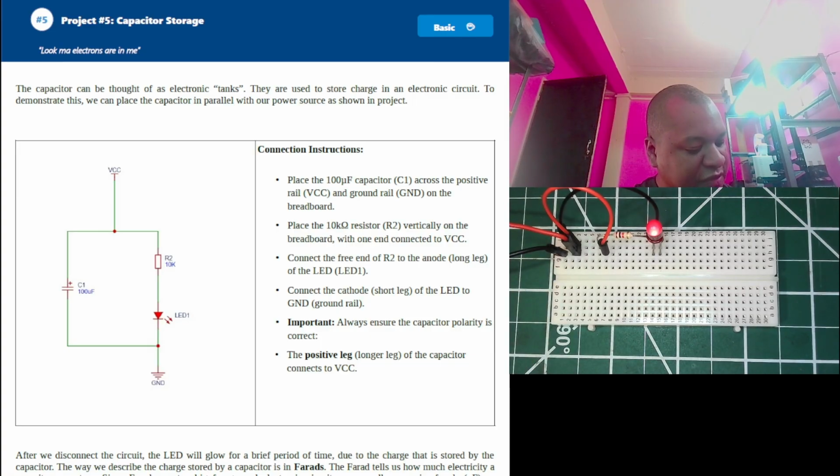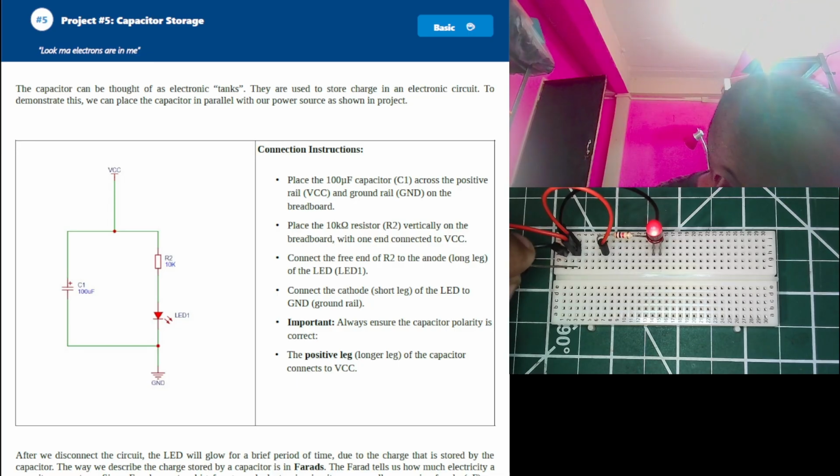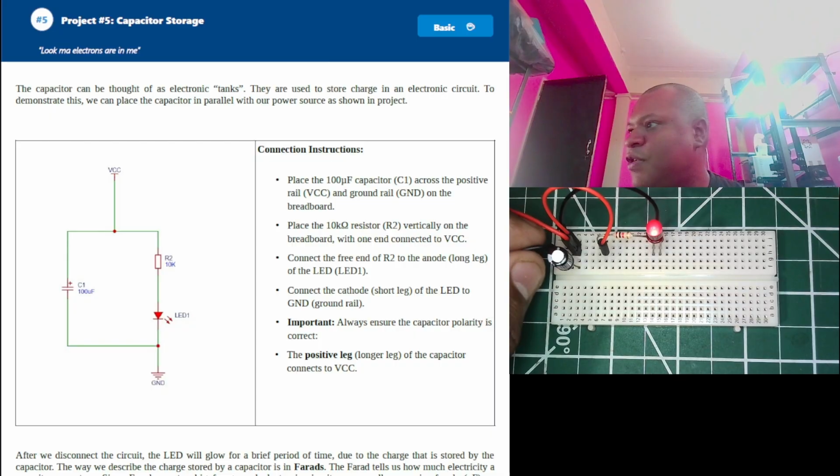So we start small. Let's say we start at like a 100 microfarad one. We have the negative side, make sure the negative side is on the negative, and we put the positive side on the positive. And now when we remove it, you see it has a slight fade. Look at that, it actually fades off.